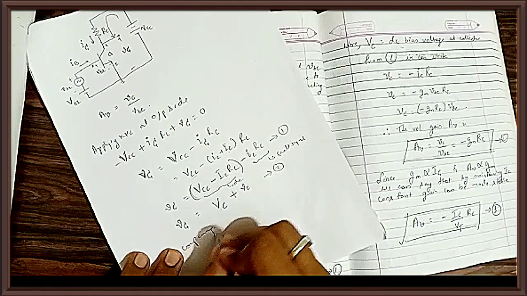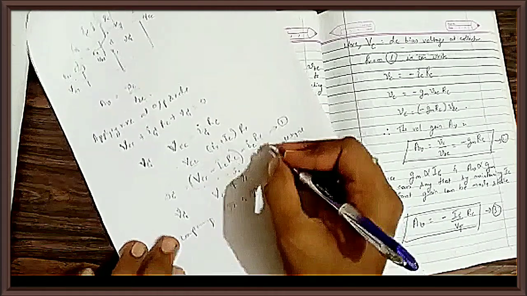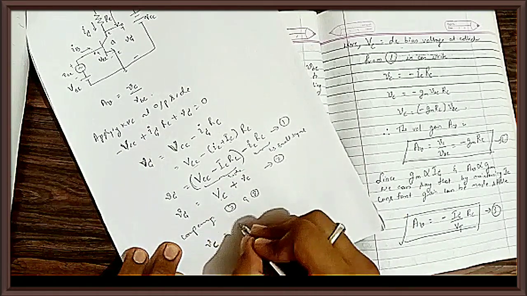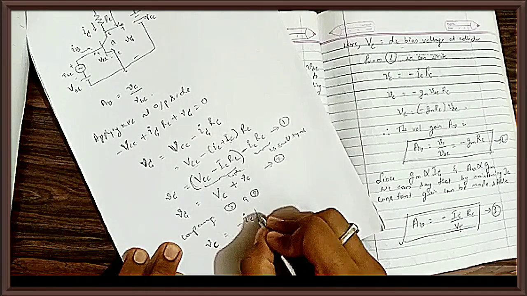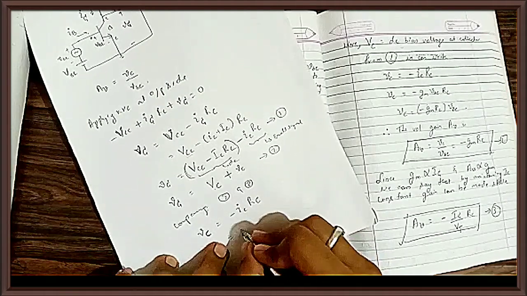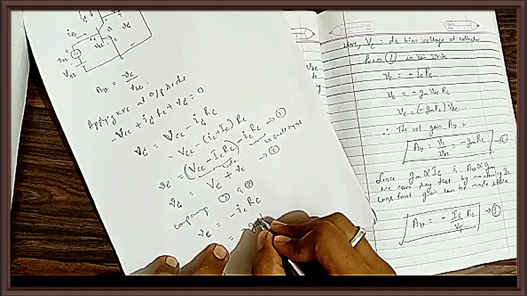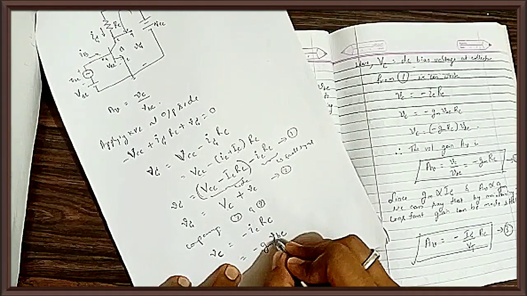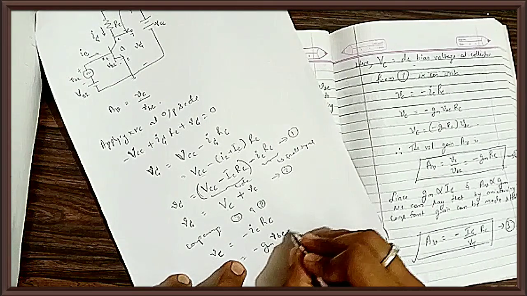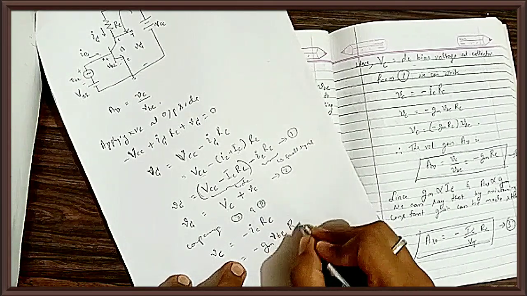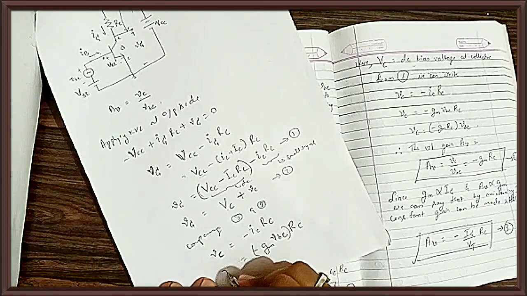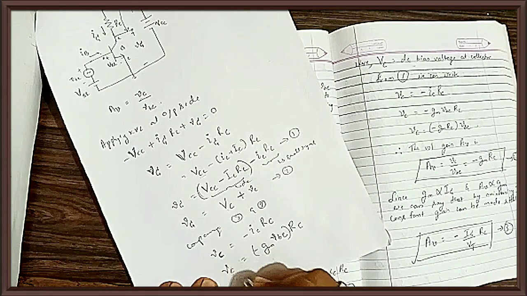So comparing 1 and 2, what can I write? Small v subscript small c is what? Minus IC into RC. What is IC? IC is nothing but GM into small v subscript B, correct? This equation I had already derived in the last session. So into RC, it is minus GM into VB into RC. This is small v subscript small c, correct?